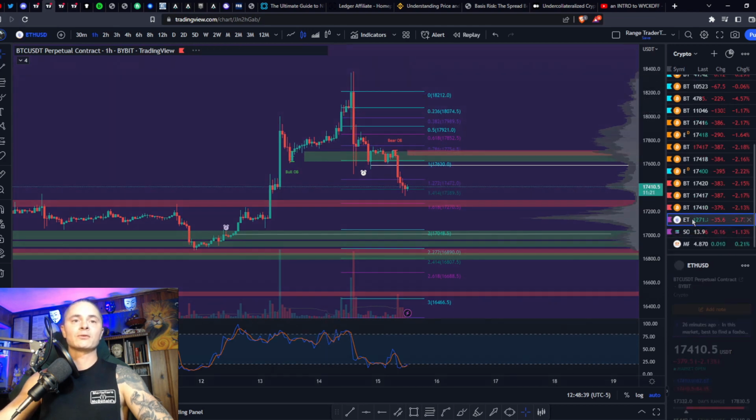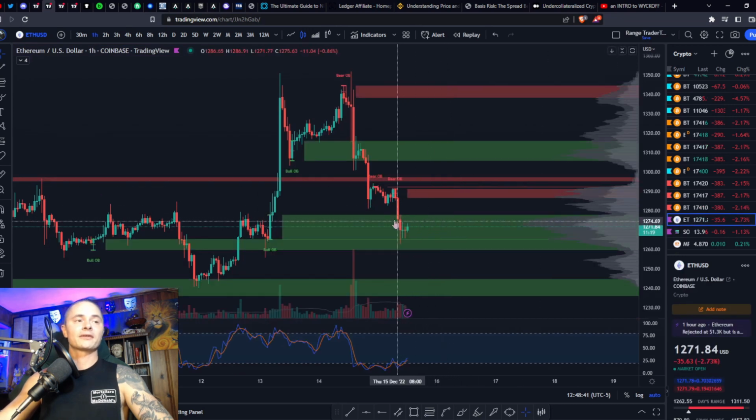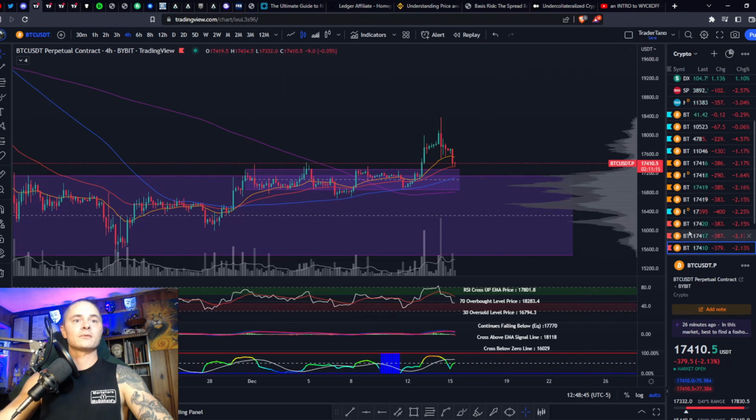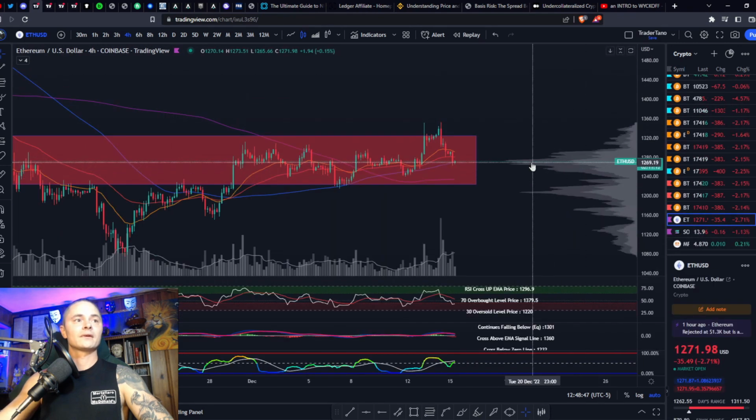Okay, let's move on to Ethereum. Here on Ethereum, finding support on this. Oh, we're on the wrong one. Let's move on to Ethereum. Still in our red zone.